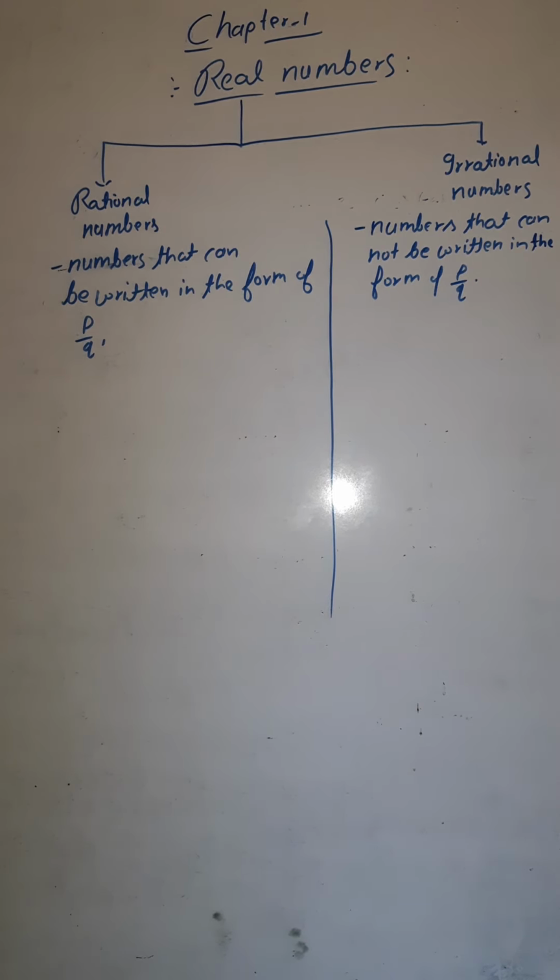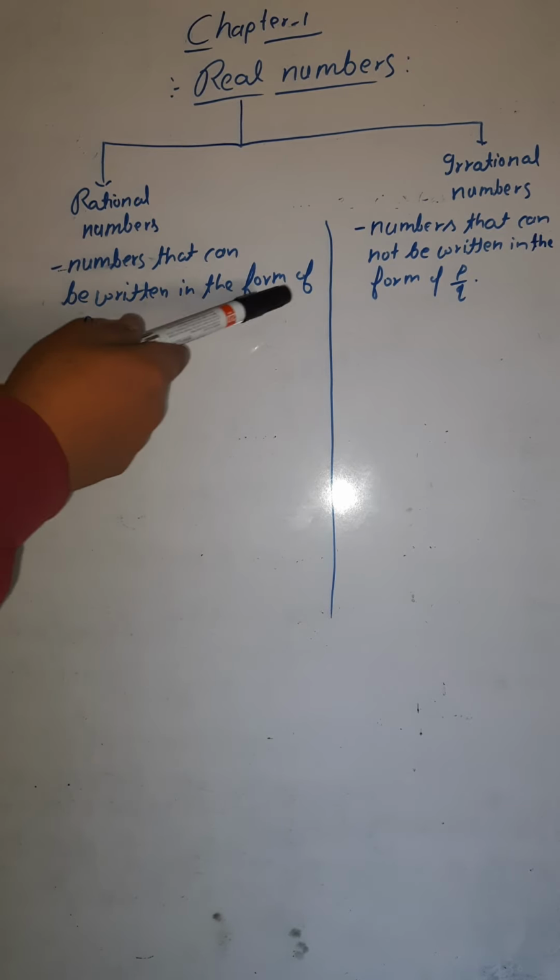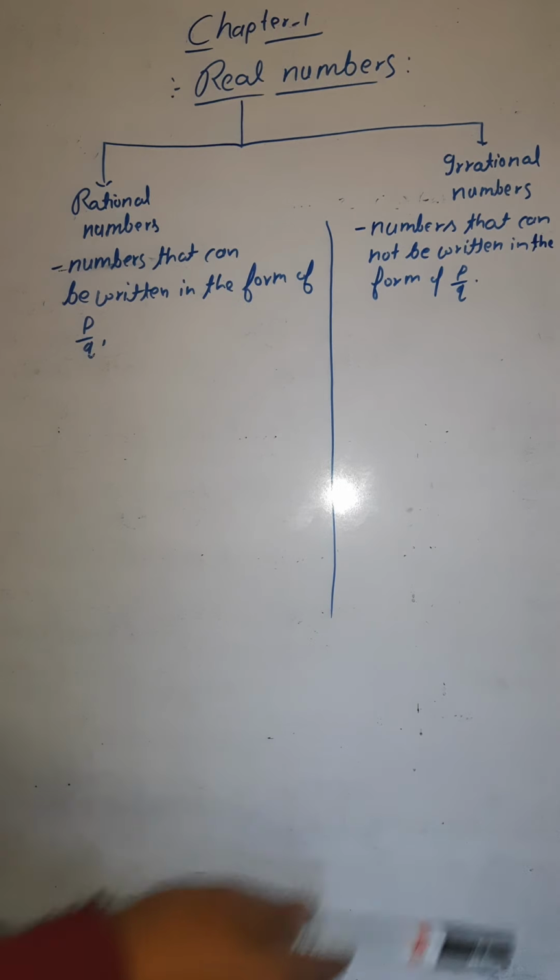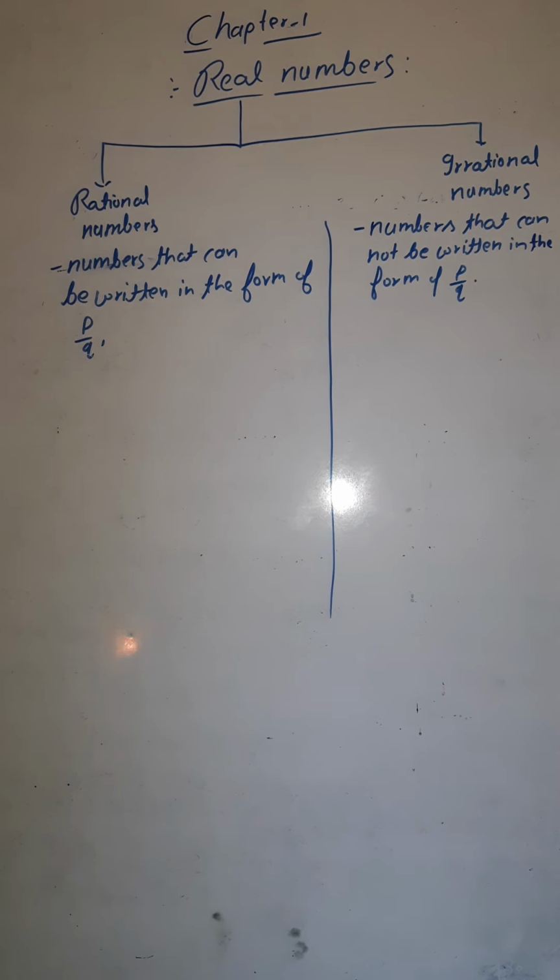Now about the rational numbers, you must have read about them in the previous classes, so let me define them again. Numbers that can be written in the form of p by q are known as rational numbers, where p and q are both integers, and q should not be equal to 0. And numbers that cannot be written in the form of p by q are called irrational numbers. Are you getting this?